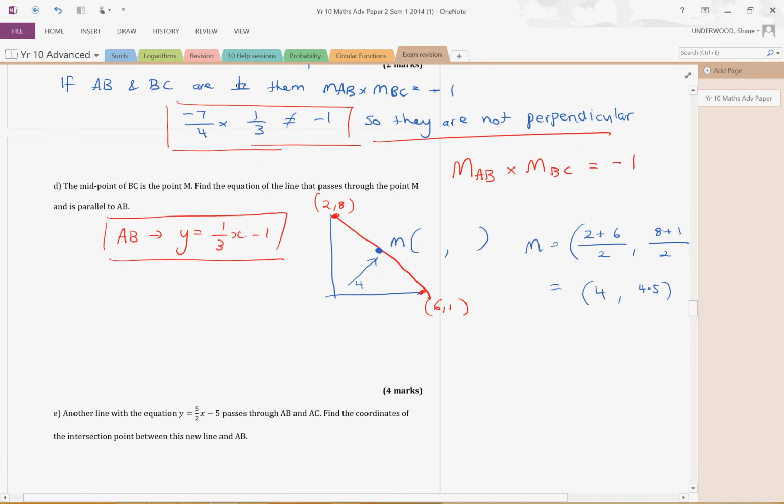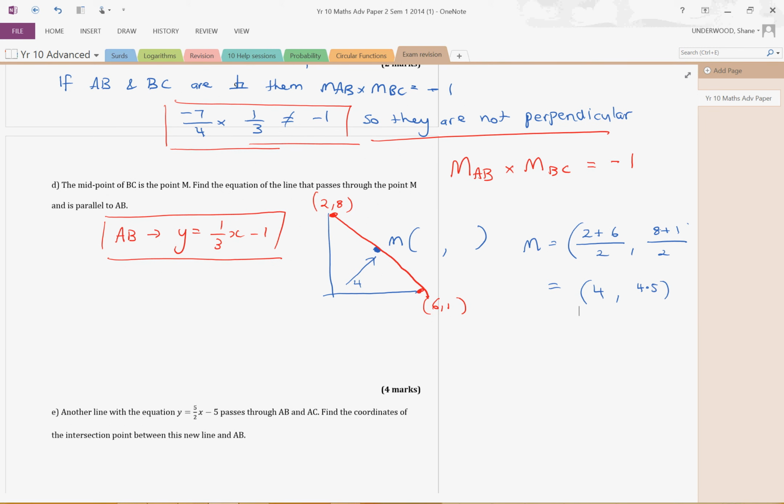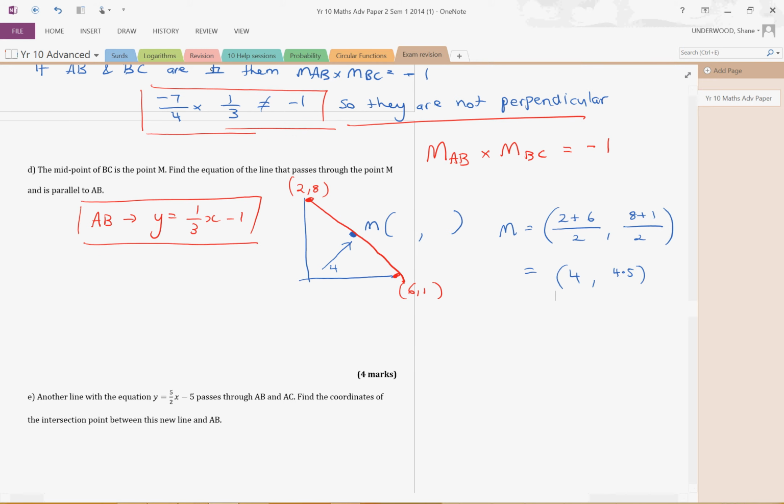Now, what were you going to have it as? I thought you could have it as 9 over 2. Yeah. I thought it was x2 minus x5. No, it's not. So, we've found the midpoint. We found the midpoint is 4.5.